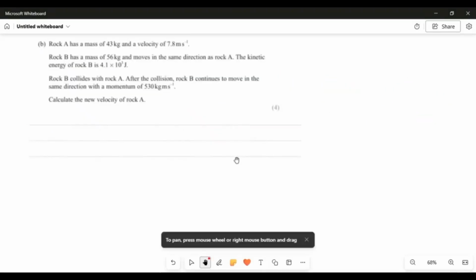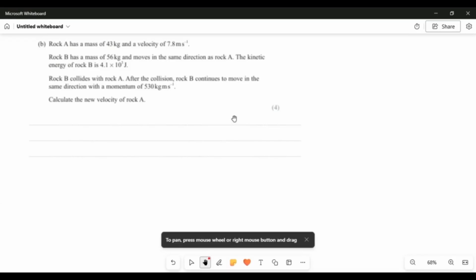So now we shall move to part B of the same question. Rock A has a mass of 43 kg and a velocity of 7.8 meters per second. Rock B has a mass of 56 kg and moves in the same direction as rock A. The kinetic energy of rock B is 4.1 times 10 to the power 3 joules.